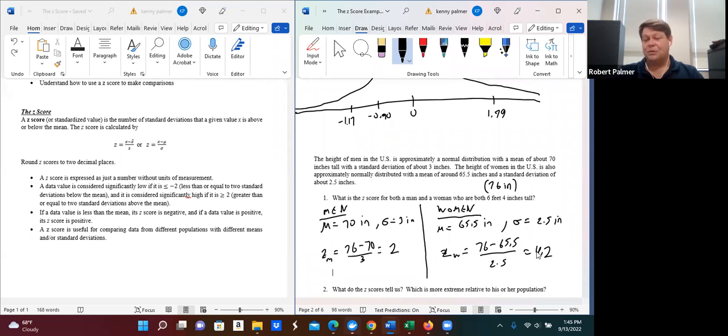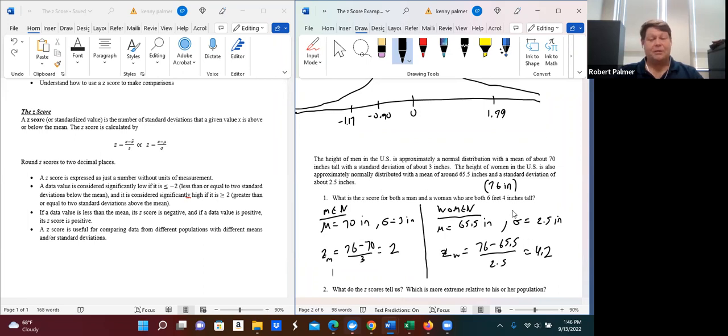That does not mean it's twice as extreme, so let's not read it that way. What this does mean is that a man who is 6 feet 4 inches tall is 2 standard deviations above the mean. That's quite tall, very tall, and it can be an extreme value. Compared to its own population, a woman who's 6 feet 4 inches tall is a lot more extreme. That's over 4 standard deviations above the mean.